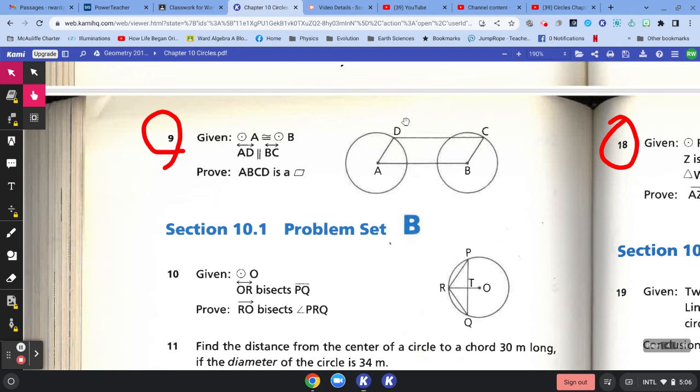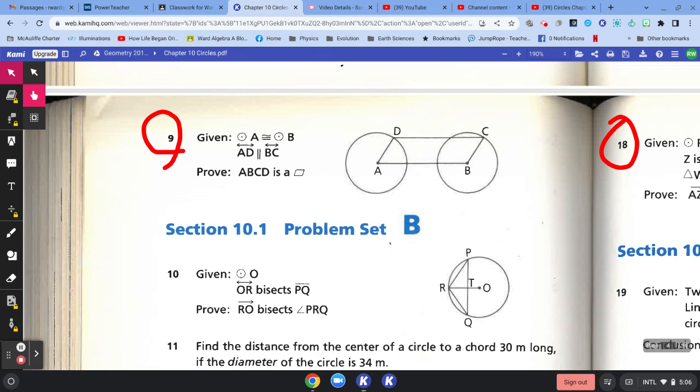We're also told that AD is parallel to BC. And we're asked to prove that ABCD is a parallelogram. Now, this is actually going to be pretty simple to do as long as you remind yourself of some of the ways to prove a quadrilateral is a parallelogram.